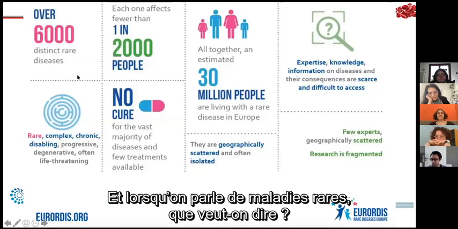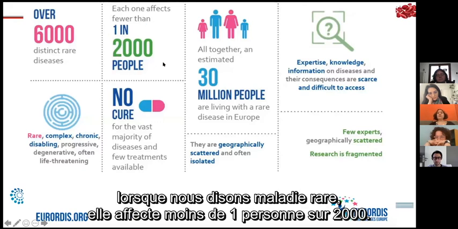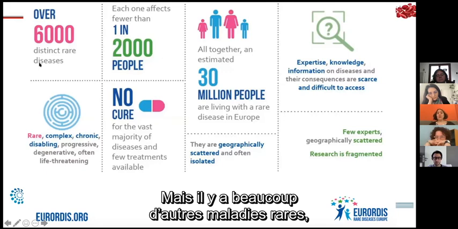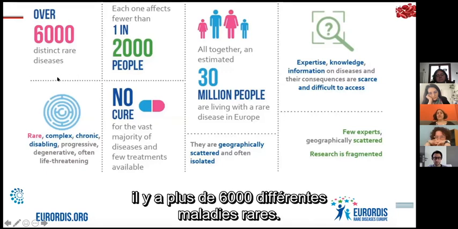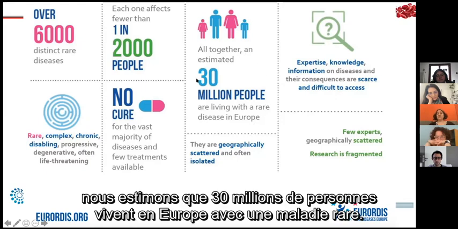And if we're talking about rare diseases, what do we mean? I took this slide from EURORDIS. We know that each rare disease affects fewer than 1 in 2,000 people. But there are a lot of different rare diseases, over 6,000. And altogether, we estimate that 30 million people are living with a rare disease in Europe.